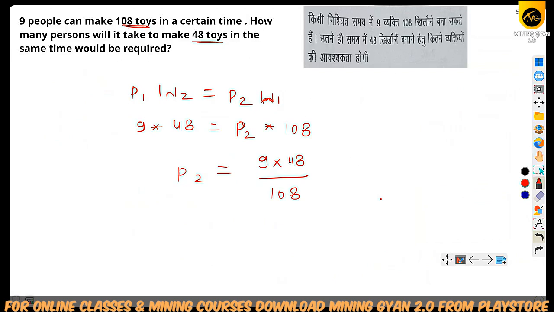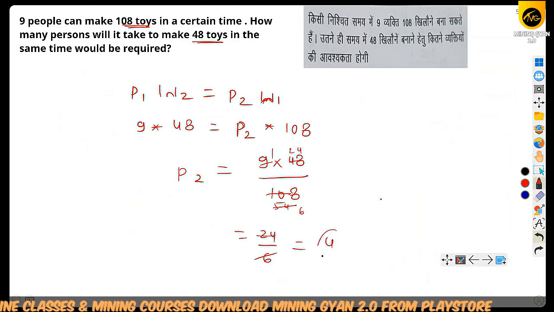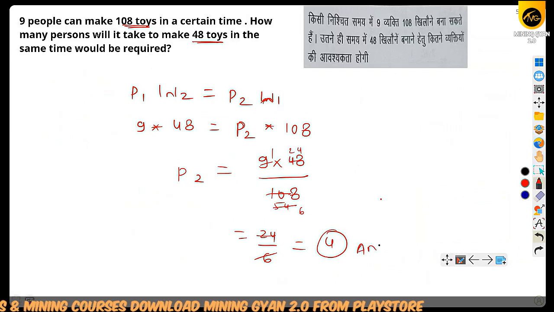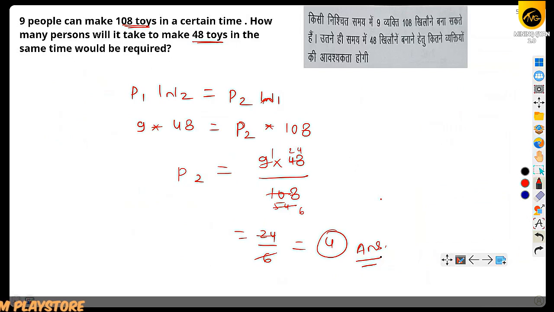Okay, so you can cancel out 2 and 4, 5 and 4, 9 and 6. So 24 divided by 6, or you can write down 4. So the number of persons is 4. So we required 4 persons to complete the work, to make the 48 twice in the same time period.